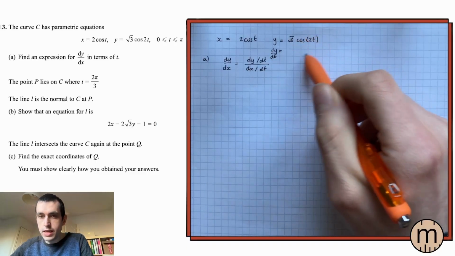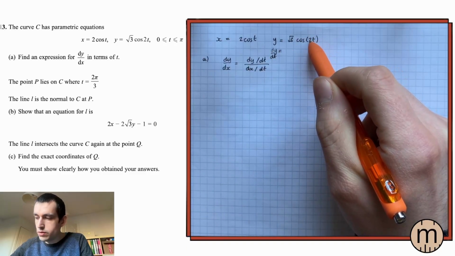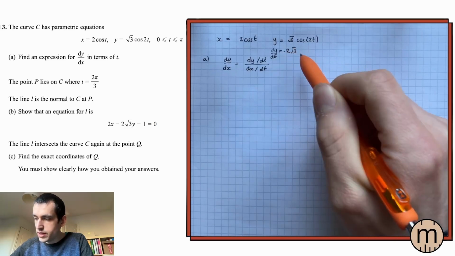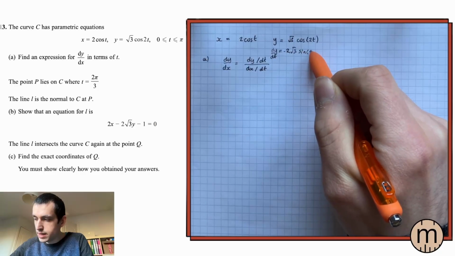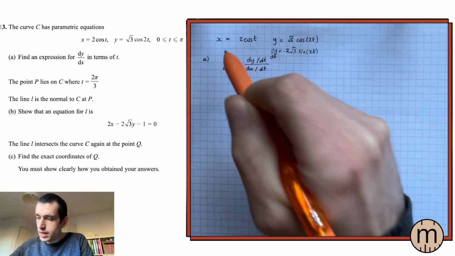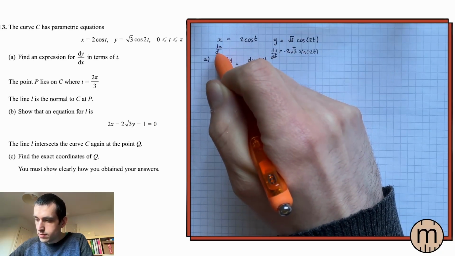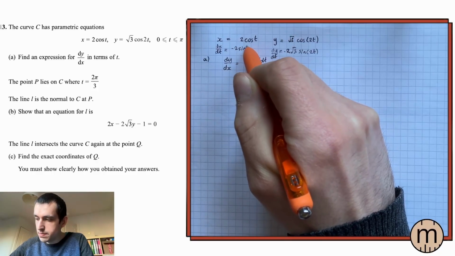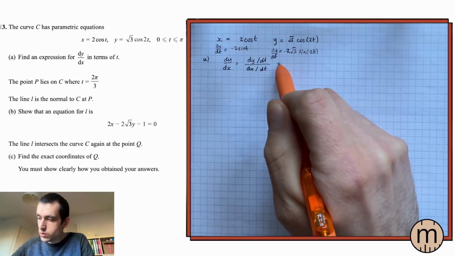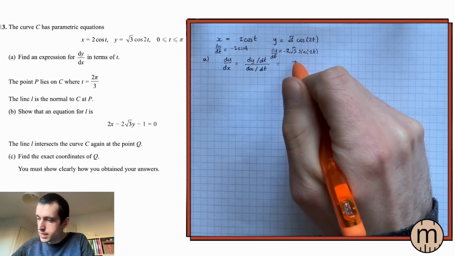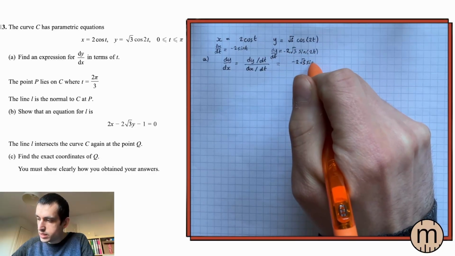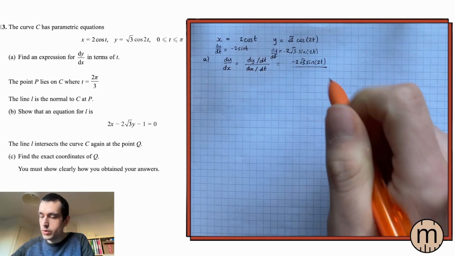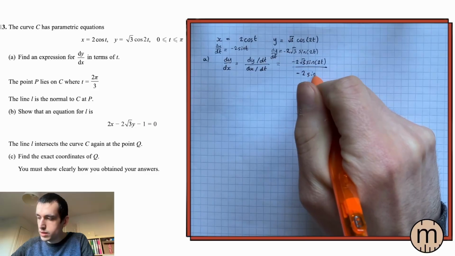To differentiate this, we need to use the chain rule to bring the 2 out to the front, and then we differentiate cos to get minus sine. To differentiate this, we don't need any special rules, it's just minus 2 sine t. So dy/dx will be minus 2 root 3 sine 2t divided by minus 2 sine t.